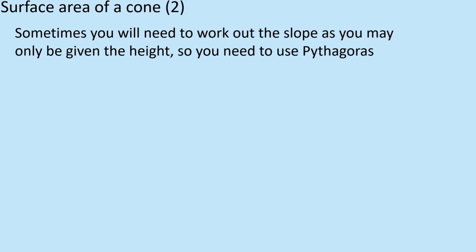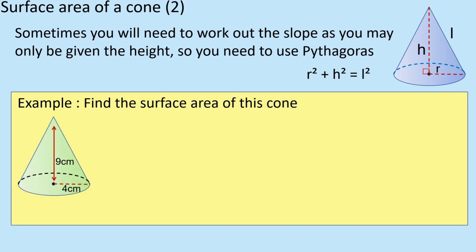So what happens if you're not given the slope length? Well, if you're not given the slope length, then you're going to need to use Pythagoras to find it, okay? So here you go. You can see from the diagram, you've got r at the bottom, you've got L, and you've got h. If you're given h, the height, then you need to use Pythagoras. So r squared plus h squared equals L squared, and that's going to help you figure out the slope length.